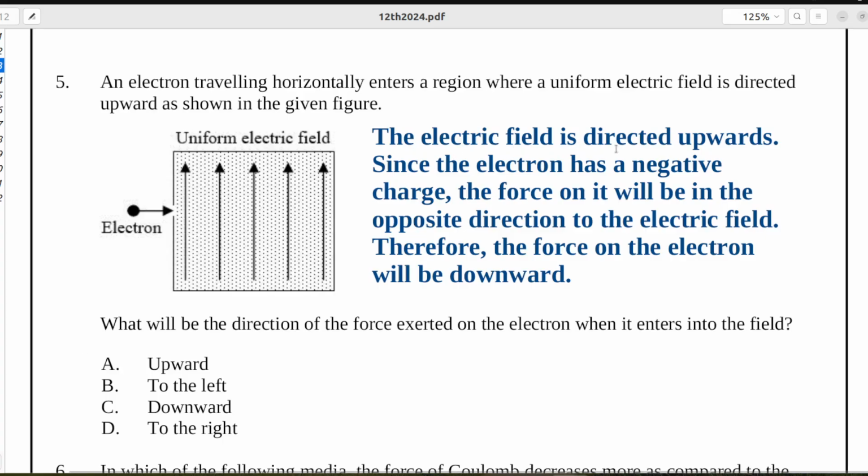The electric field is directed upwards. Since the electron has a negative charge, the force on it will be in the opposite direction to the electric field. Therefore, the force on the electron will be downward. As the electric field is directed upward, the force exerted on the electron will be downwards. So we have the correct option as option C.